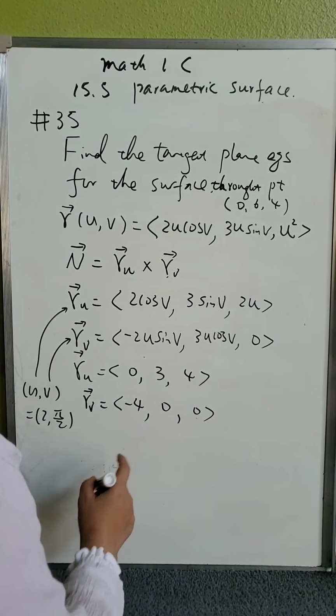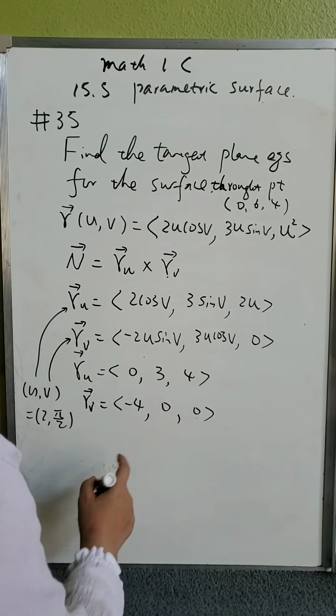Now you take the cross product. Because at home, when I first did the problem, I also forgot about it, so I did it the harder way. Doing it this way is a lot faster. Okay, go i, j, k, 0, 3, 4, negative 4, 0, 0.